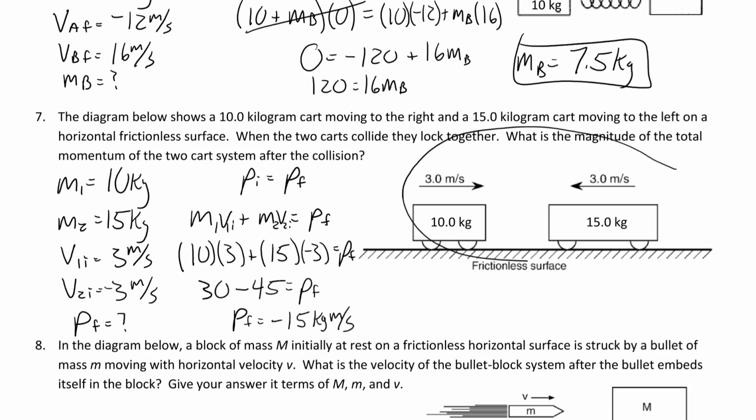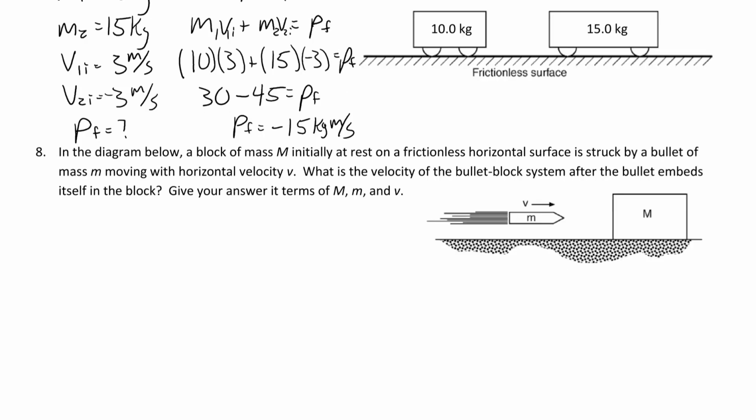The total momentum when you add both of these together, right? Because this one has a momentum of 30 kilogram meters per second, and this one has a momentum of 45 kilogram meters per second in the opposite direction. So the total momentum is equal to -15. The total momentum, P total, for the whole system is 15 kilogram meters per second to the left. All right, so this was a tricky one.